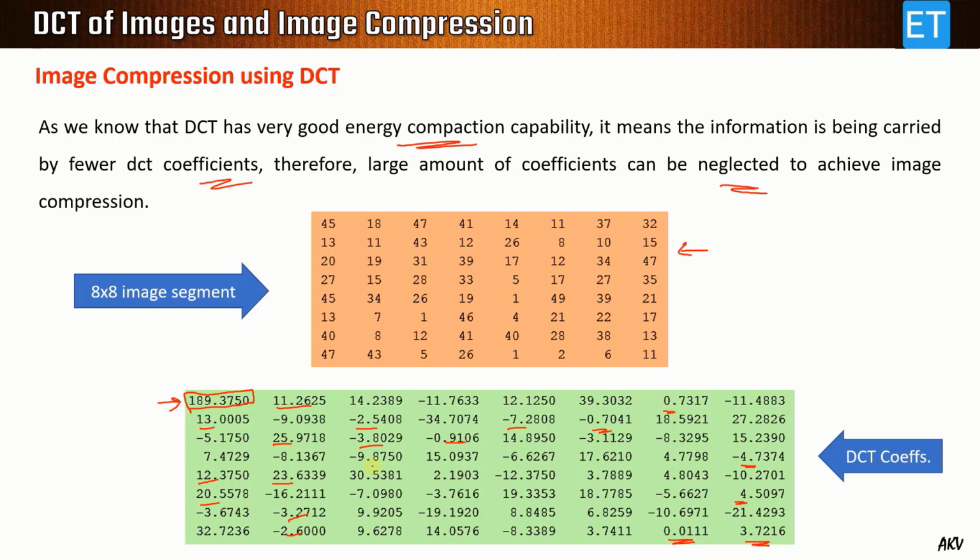So you can see that you can achieve the image compression by simply making these small coefficients zeros. This is known as the quantization process. So you can simply make them zero. This is how you can achieve the image compression, by making these small coefficients zero.